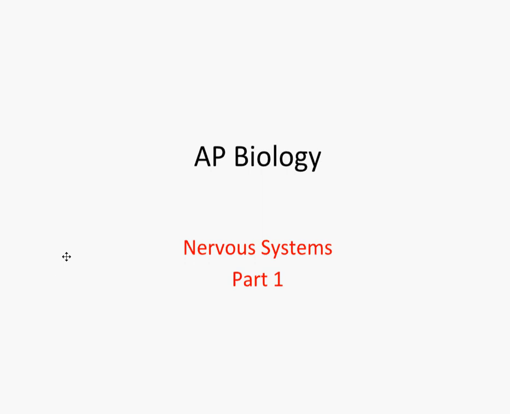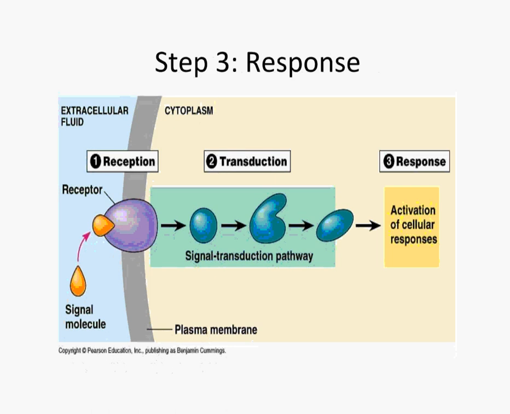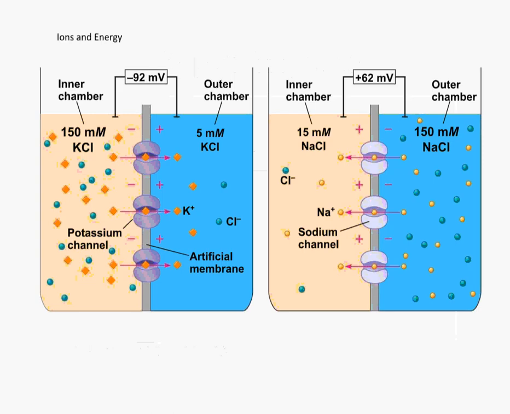This video will be looking at Unit 4. Unit 4 is over the nervous system and the immune system, first covering the nervous system in 5 parts. Last unit we learned about the idea of the signal transduction pathway, and that is reception, transduction, and response. The nervous system works in a very similar fashion. The nervous system also uses electrical energy created through the passage of ions across a membrane.